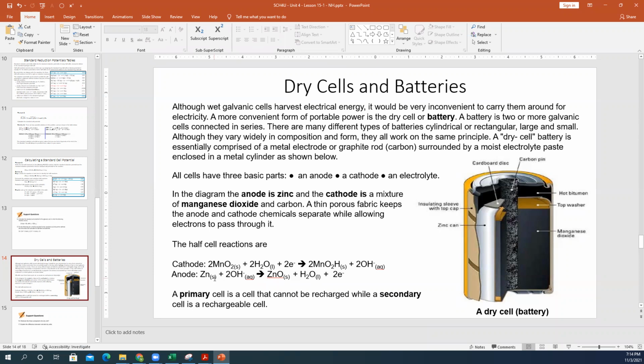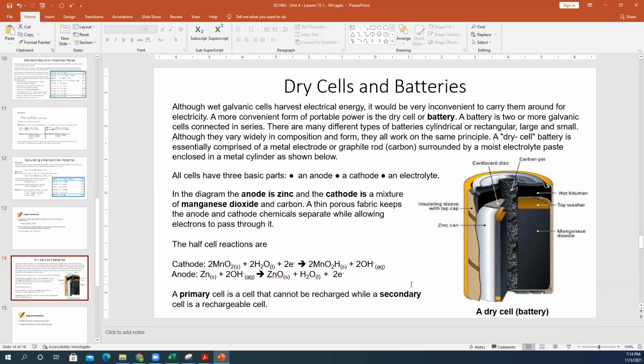And the zinc reaction is happening at the anode. So zinc plus 2 hydroxide ions is the oxidation reaction, and it becomes zinc oxide plus H2O plus 2 electrons.